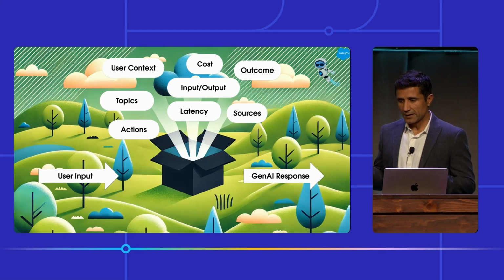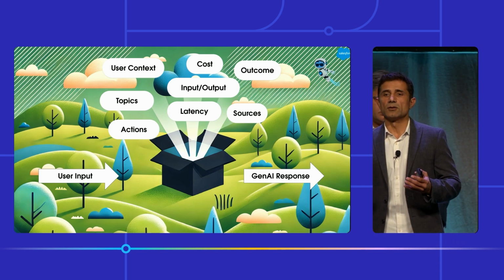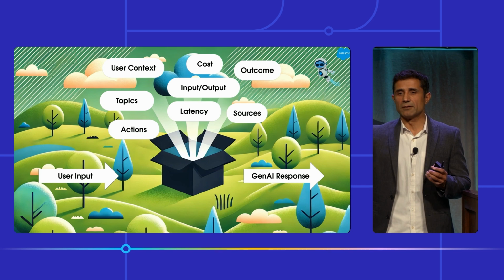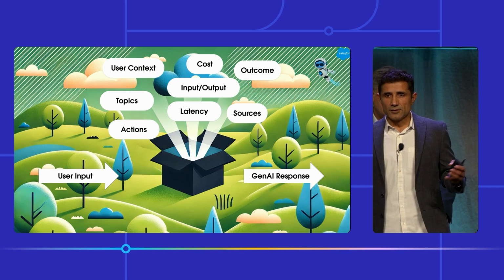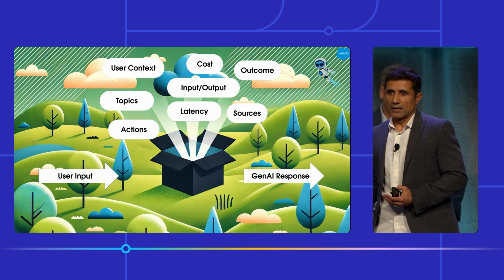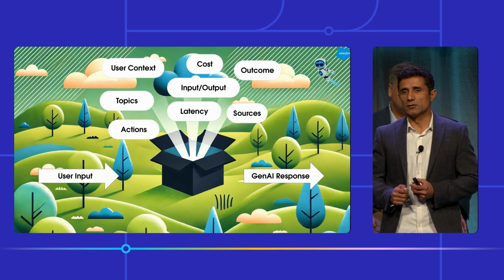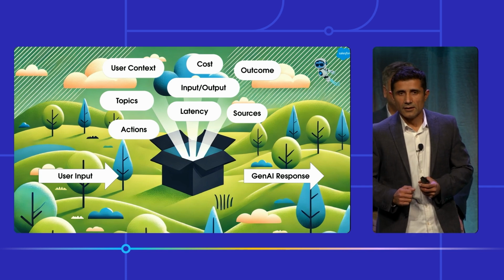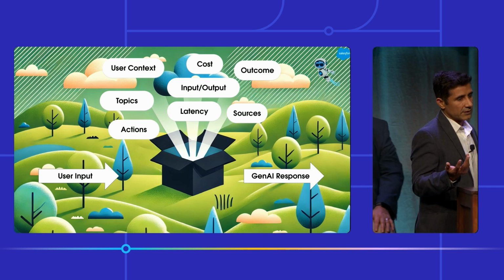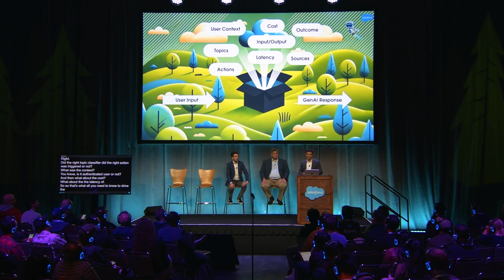So the problem statement here is the user is asking questions. They're reaching out wherever you put your agent, like a website, and you want to demystify this black box. Was the right topic classified? Was the right action triggered or not? What was the context? Is it an authenticated user or not? And then what about the cost? What about the latency? That's all you need to know to drive the optimization and feel confident.